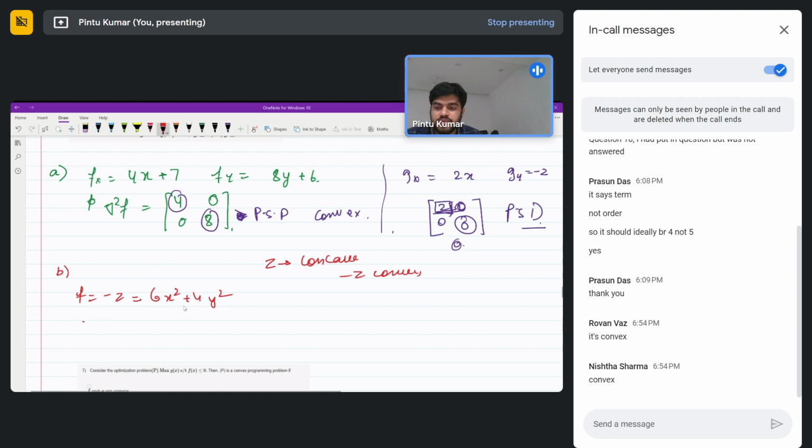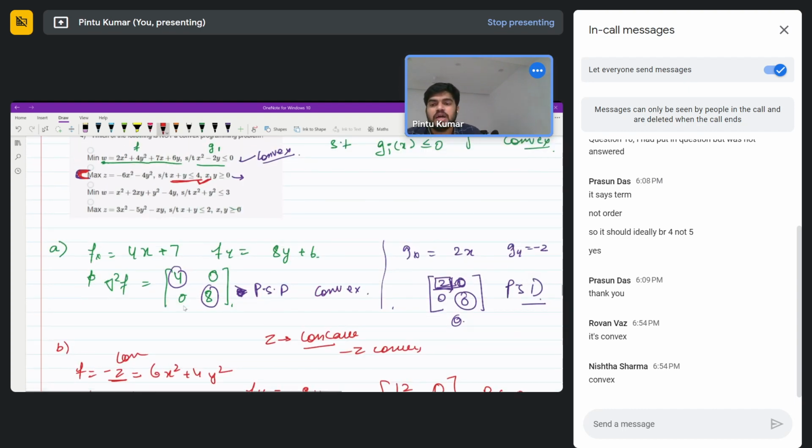So you get your f of x as 12x and f of y as 8y, and your Hessian matrix would look something like 12, 0, 0, 8. This is again positive semi-definite. So your minus of z is convex. That means your z is concave, and hence this problem is a convex optimization problem.